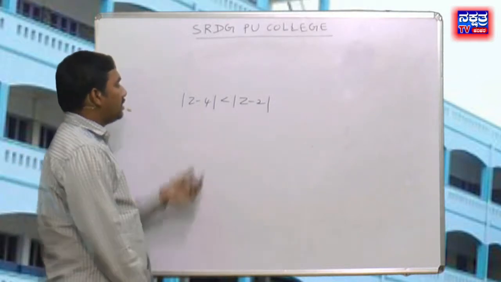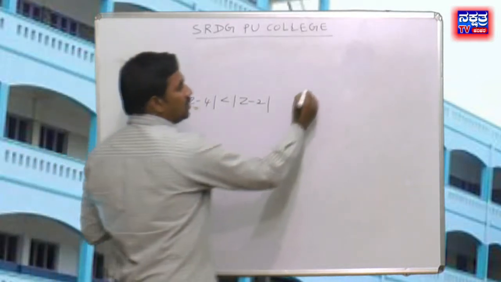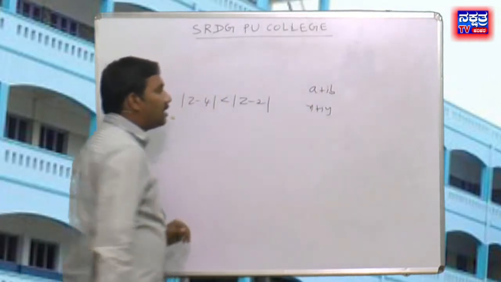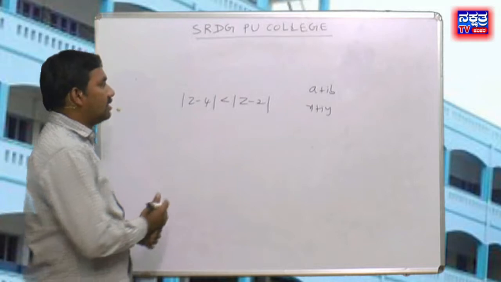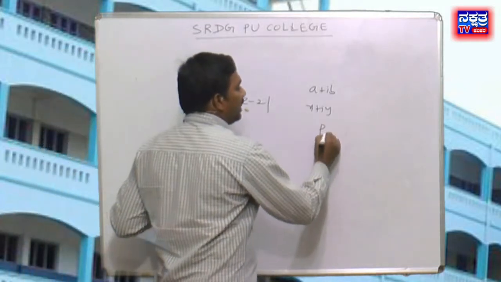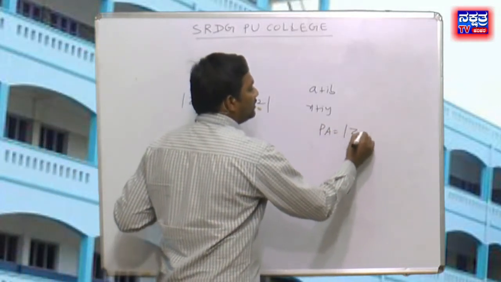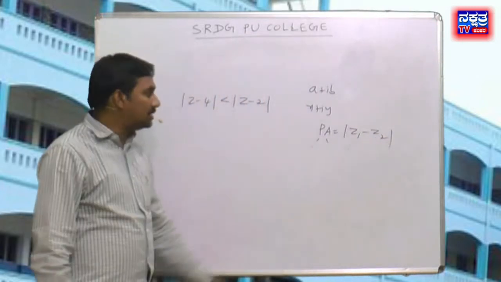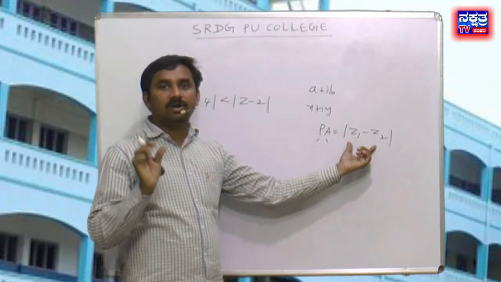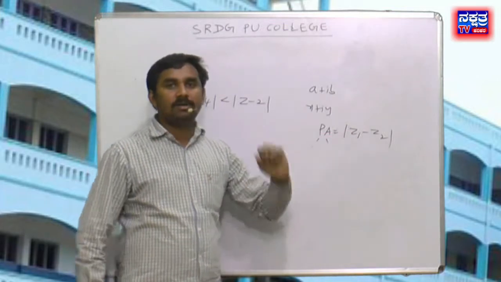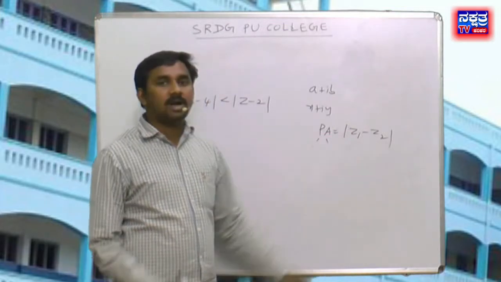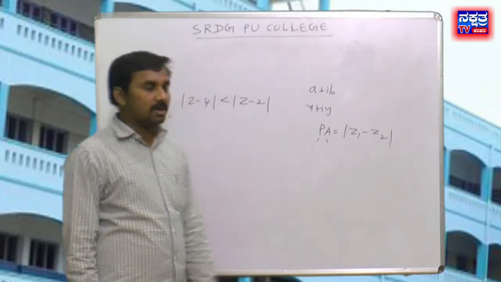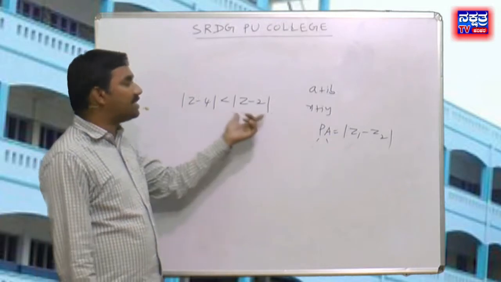Here, depending on z, you can always take z equal to a plus ib or x plus iy. And one more thing you have to remember: PA equals mod of Z1 minus Z2, where P represents Z1 and A represents Z2. This represents the distance between 2 points in geometry. So the distance between 2 points is the square root of (x1 minus x2) whole square plus (y1 minus y2) whole square. Like this. Now it is PA less than PB.